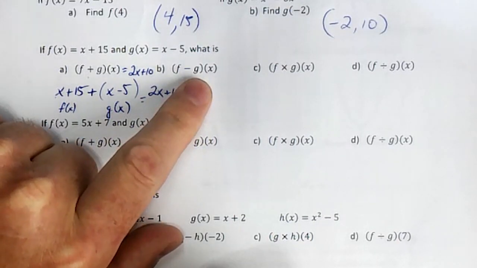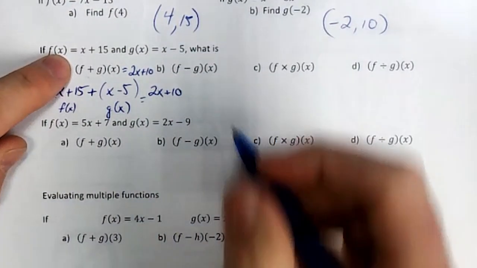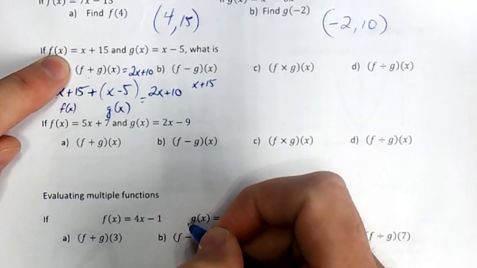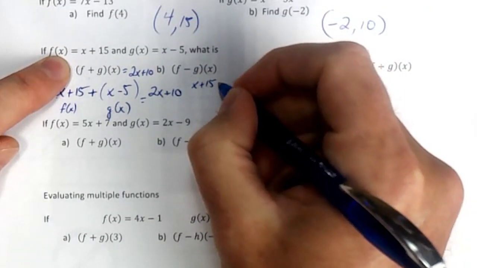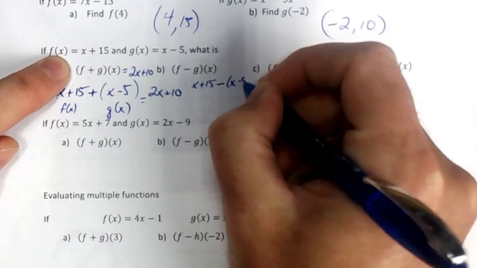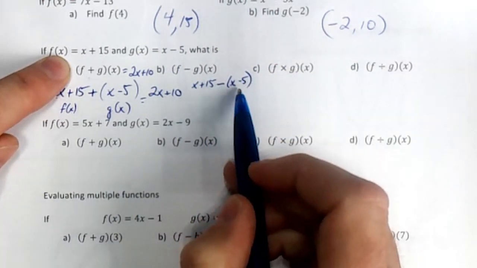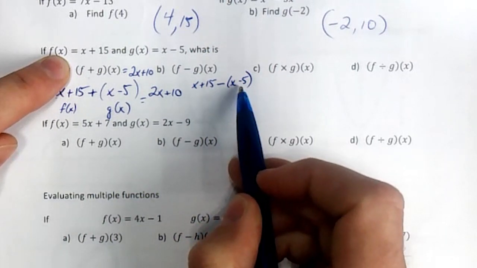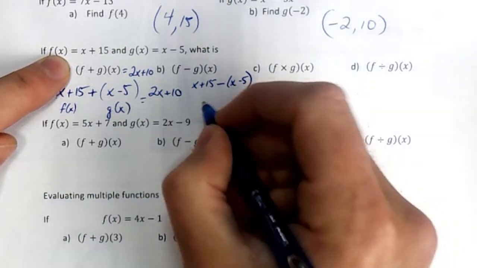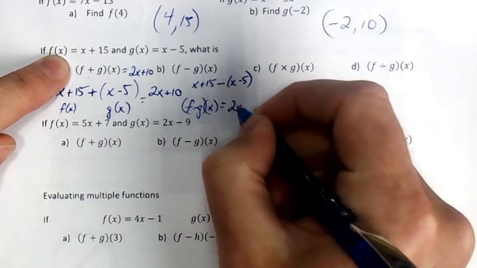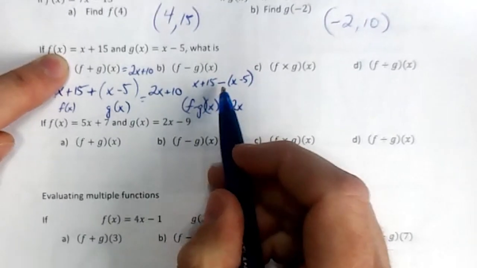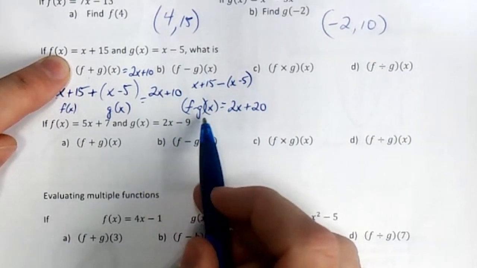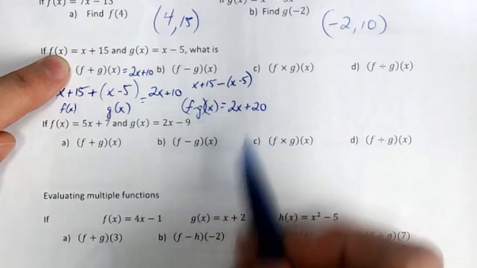This time we're going to subtract them. So x plus 15 is f of x. We're going to subtract, and when we're subtracting, this is where the brackets are really important. We're subtracting the x, and we're subtracting negative 5. So x plus x is still 2x, and 15 minus negative 5 is 20. So f minus g of x is 2x plus 20.